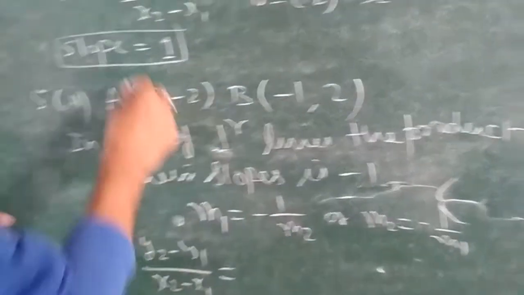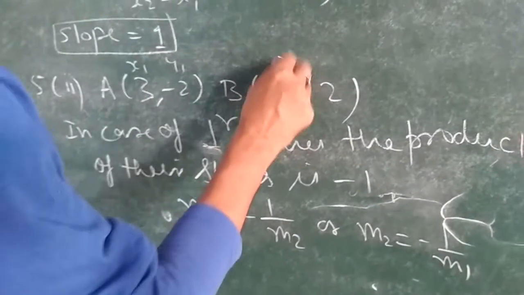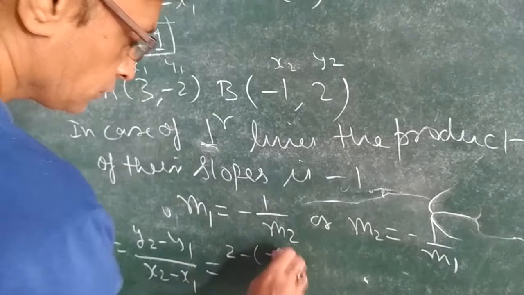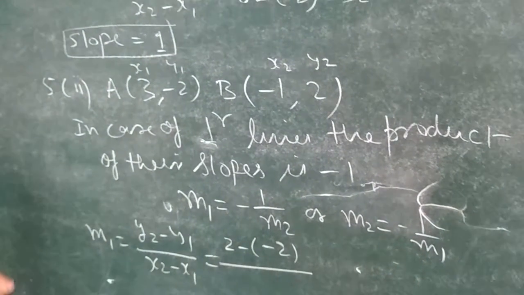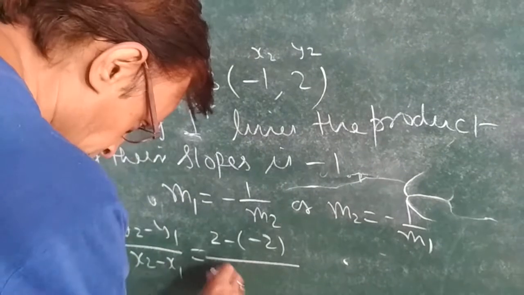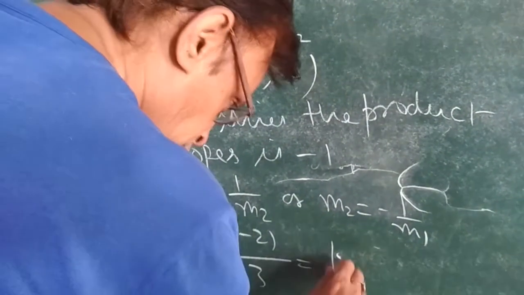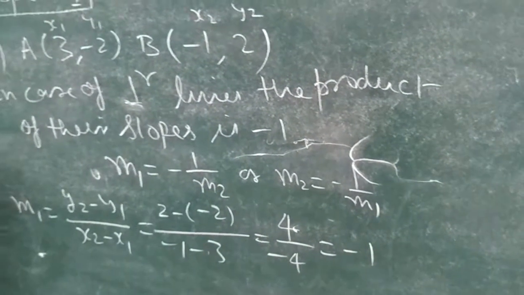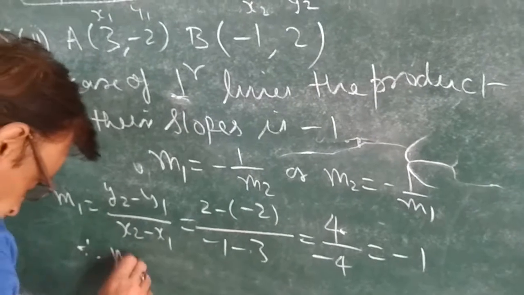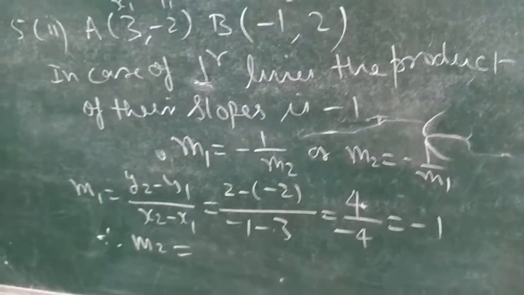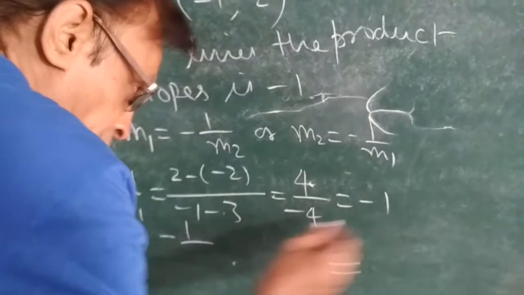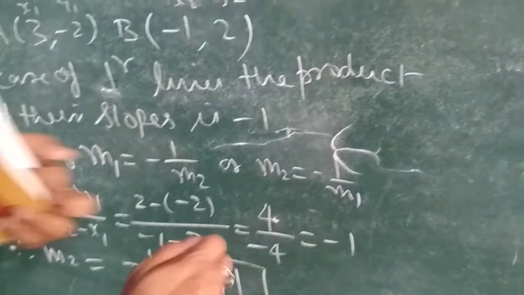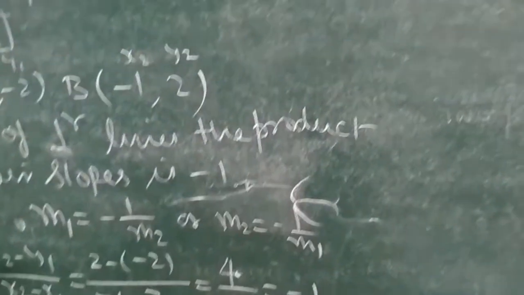Put the values. First you write here x1, y1, x2, y2. y2 minus y1: 2 minus 2 upon x2 minus x1: minus 1 minus 2. 4 upon minus 4. So it is equal to minus 1. Therefore m2, the slope of the perpendicular line, is equal to minus 1 upon m1, minus 1. So it is equal to 1. So this is your answer. In this way you can find the slope of the perpendicular line.